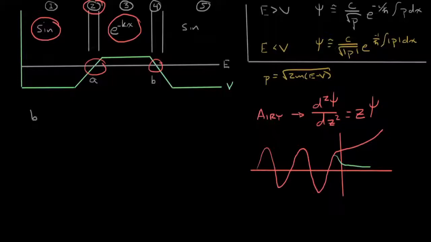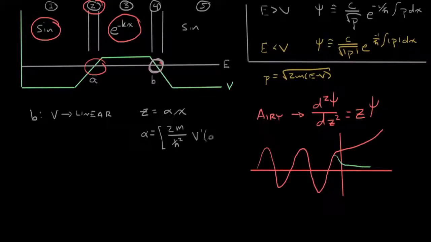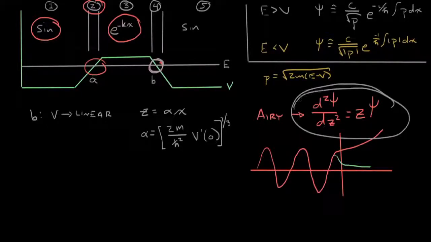So mathematically, if we were to take a look at region B and we assumed that right at B, V is linear, and we make a quick substitution where z is alpha x, and a quick note that anytime you use the substitution z equals alpha x, make sure that the origin of your x coordinate system and the origin of your z coordinate system line up, where alpha equals (2m over h bar squared times V prime at 0) to the 1/3 power, we can actually reduce Schrodinger's equation to this right here.